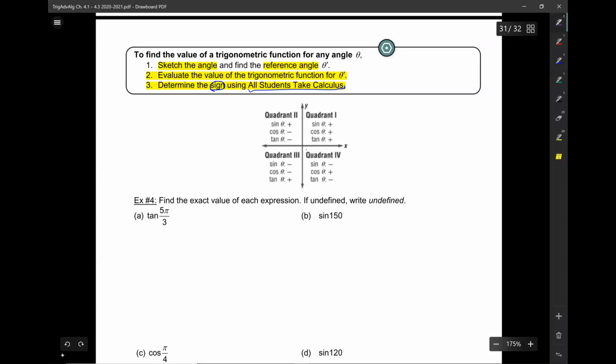The way that works is we go around the quadrants and you say all students take calculus. That's how to remember the order. And then the way you use it is in the first quadrant where it's A, that stands for all. So all of the functions are positive. The next one stands for sine. So in that quadrant, sine is positive, everything else is negative. Then T is for tangent. Only tangent is positive here. Everything else is negative. And then cosine, only cosine is positive.